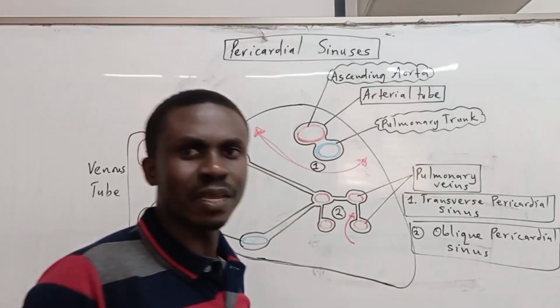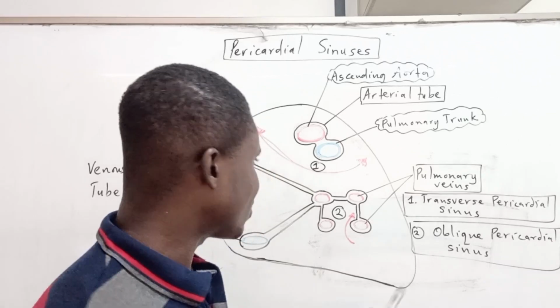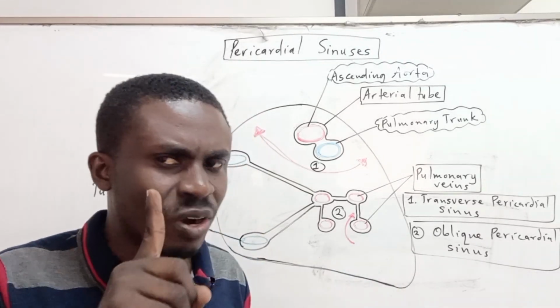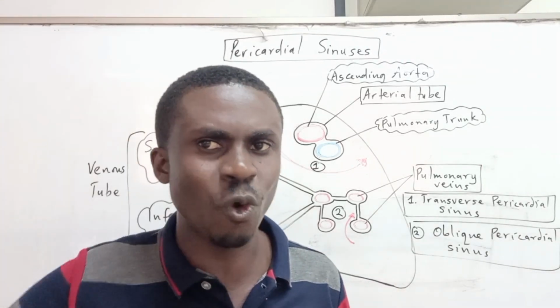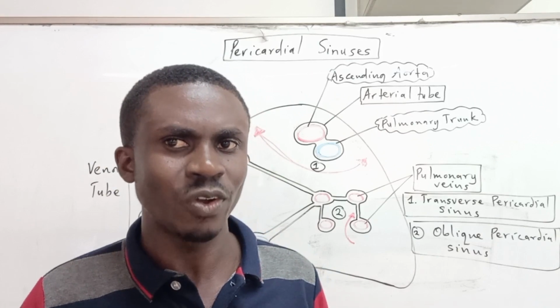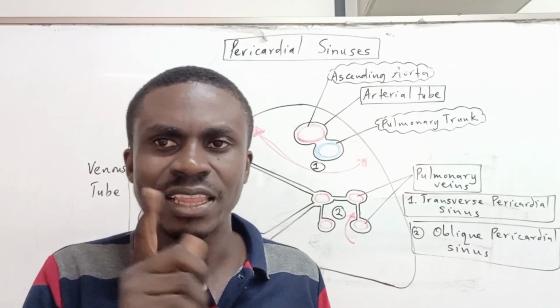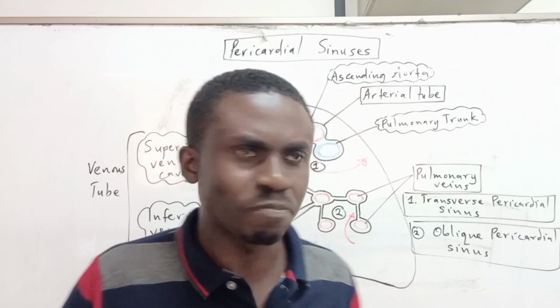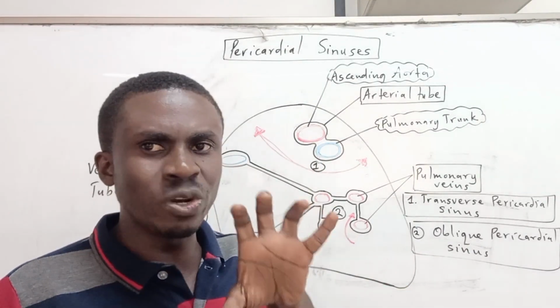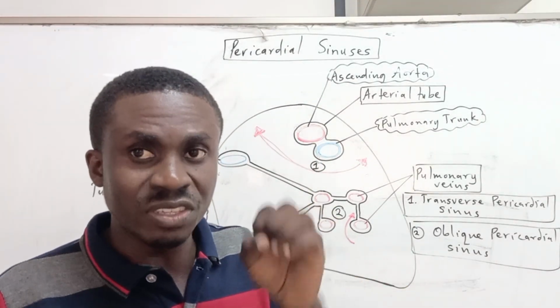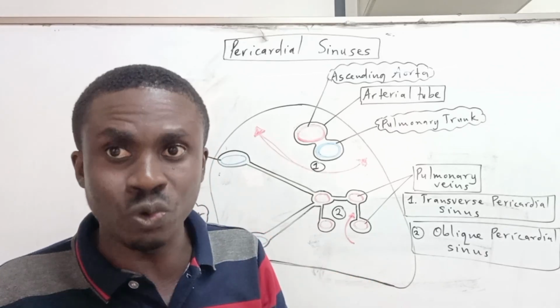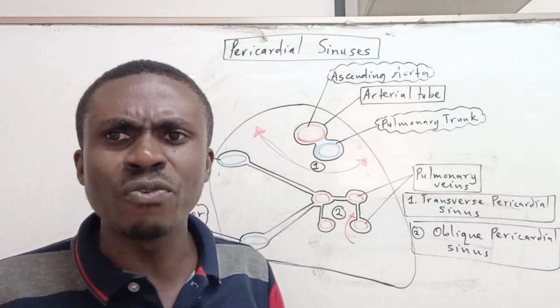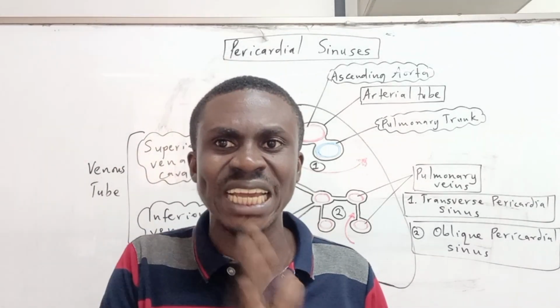The number 2: oblique pericardial sinus. Now, my friends, that one, we're looking at it at the posterior most portion of the heart, where we have what we call the left atrium. Over there, this one is a cul-de-sac. It's a space over there, which we can call a cul-de-sac, or it provides something we call additional dead space.